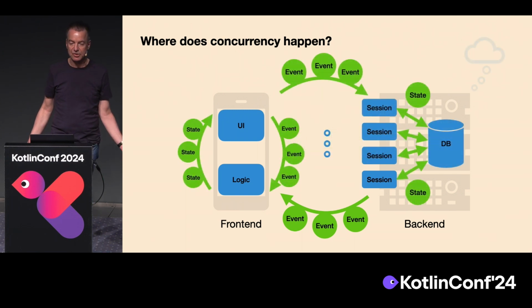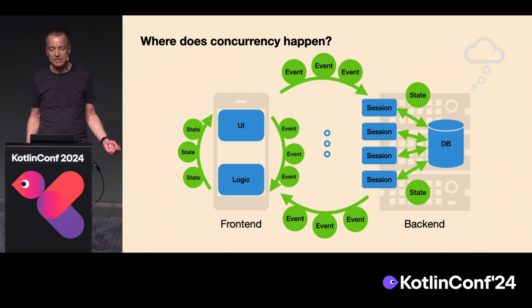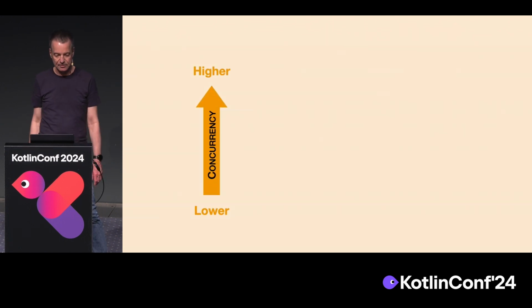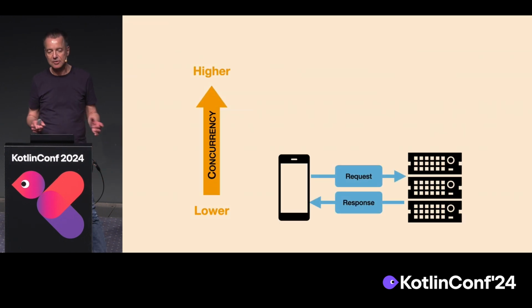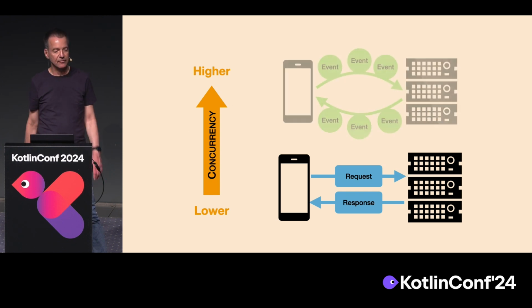So concurrency is pretty much everywhere, and it only differs in what type of systems we build. The normal request-response style systems have a lower level of concurrency than these highly concurrent event-based systems.